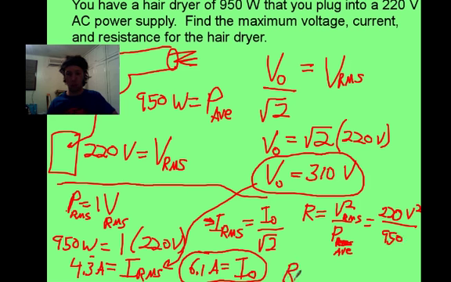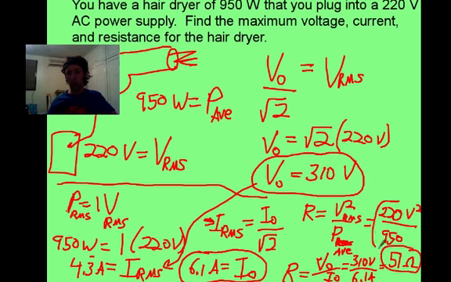However, keep in mind, you would get the exact same thing if you used your maximum values. So you could just as easily say that R is equal to Vmax divided by Imax. And you can plug in your 310 volts and your 6.1 amps, and you'll end up with 51 ohms. And that's the same thing that you would get if you use this. It doesn't matter which way you solve for it. All of this will come out the same.